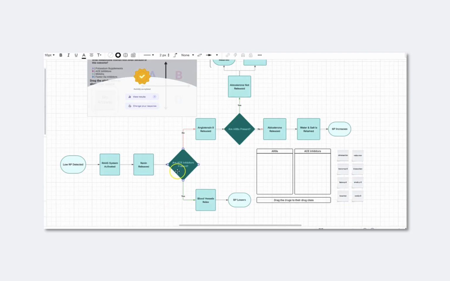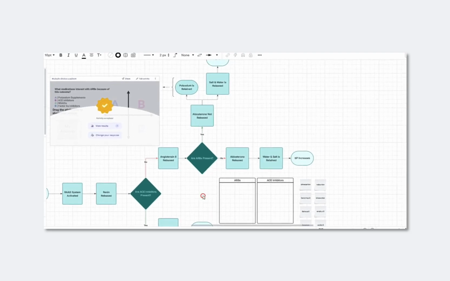We get to our first decision point there, determining if ACE inhibitors, which are a type of drug, are present in the body. If they aren't, we continue up the top. If they are, we go down the bottom. We see that the blood vessels relax and blood pressure lowers, leading us to our first possible conclusion to the flow chart. If they are not, we see angiotensin 2 is released.